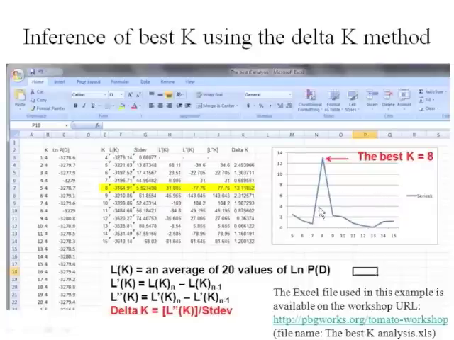In this graph, you can see the clear peak at 8. Actually, we calculated the delta K for 12 different K. Then we plotted it here, and we observe the clear peak at K equal 8. It means our predicted population has 8 subpopulations. This worksheet is available at the SourceCap workshop URL.